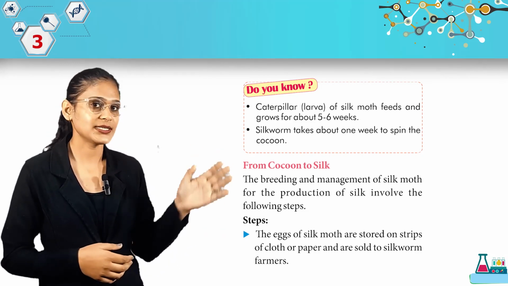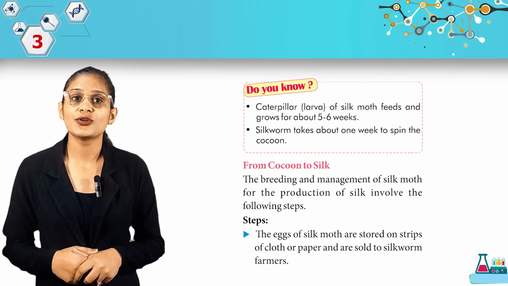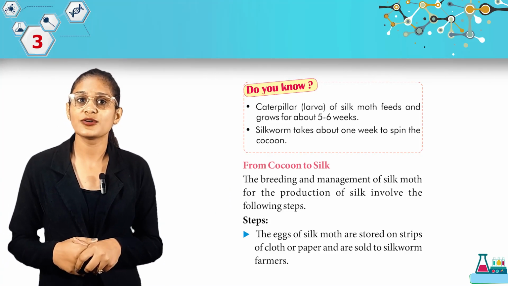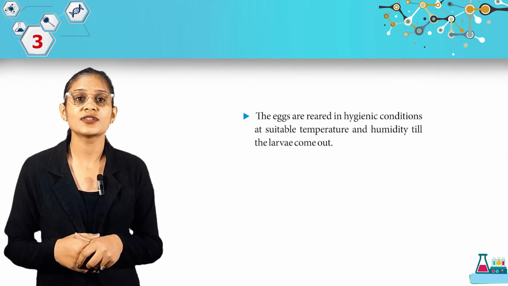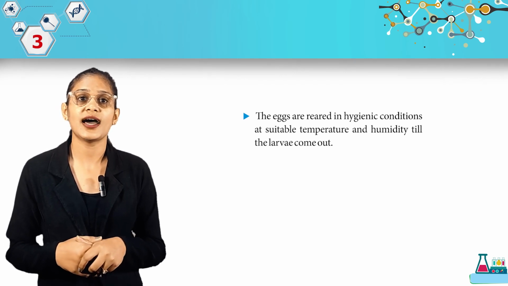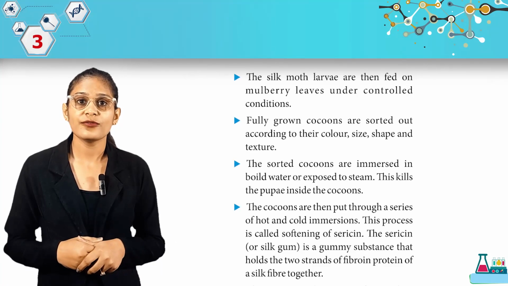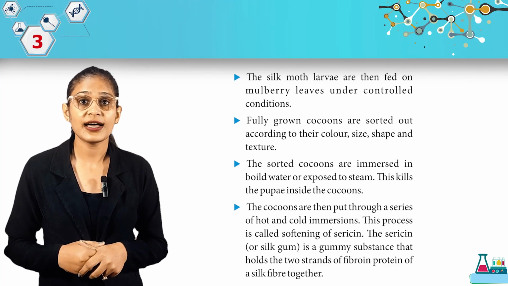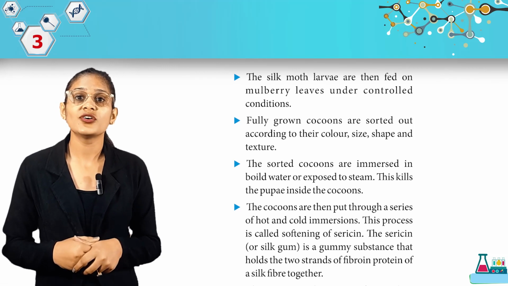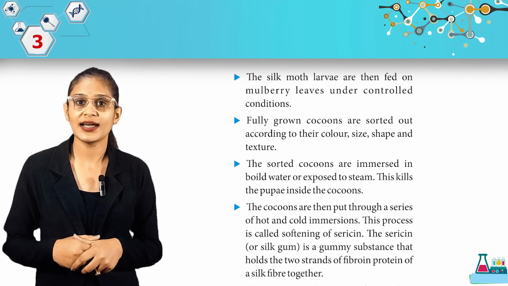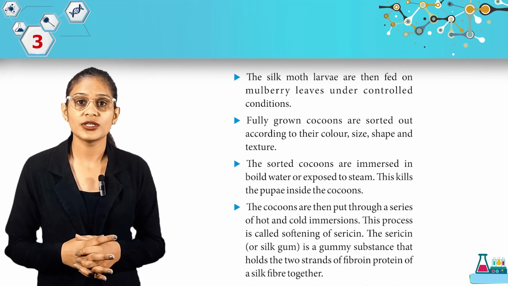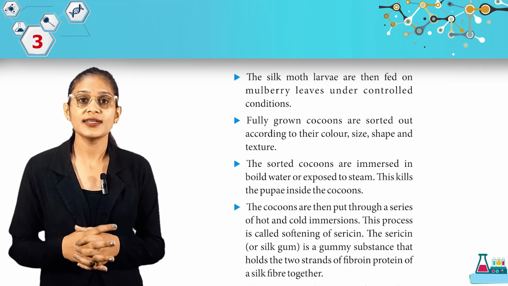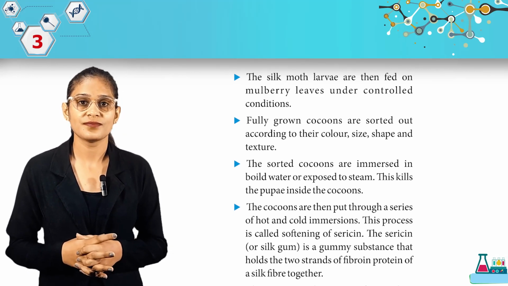Look at the first step. The eggs of silk moth are stored on strips of cloth or paper and are sold to silkworm farmers. The eggs are reared in hygienic conditions at suitable temperature and humidity till the larvae come out. Then the silk moth larvae are fed on mulberry leaves under controlled conditions. Fully grown cocoons are sorted out according to their color, size, shape and texture. The stored cocoons are immersed in boiled water or exposed to steam. This kills the pupa inside the cocoons.